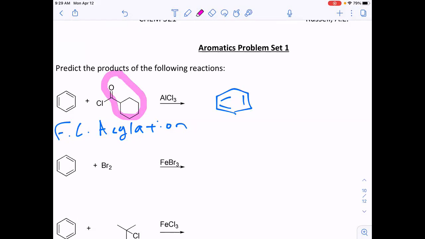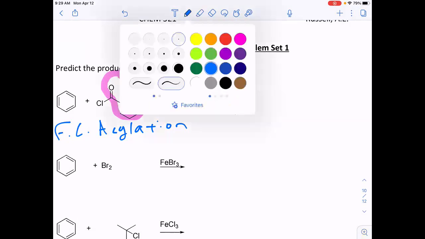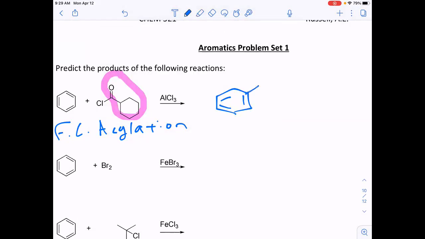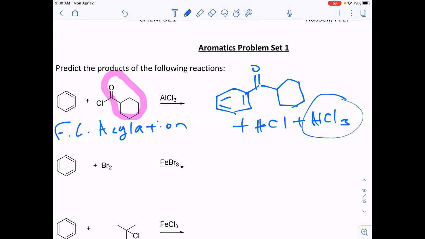So the acylation part is going to happen here, right? You following or no? And then plus, we'll say HCl plus AlCl3, because that catalyst is always going to get regenerated. Anybody not see that? It's an H on the Cl because it's always hydrogens on the ring, right?